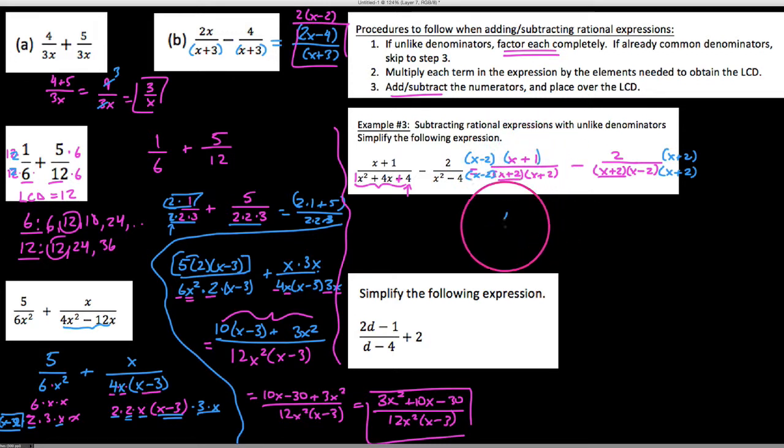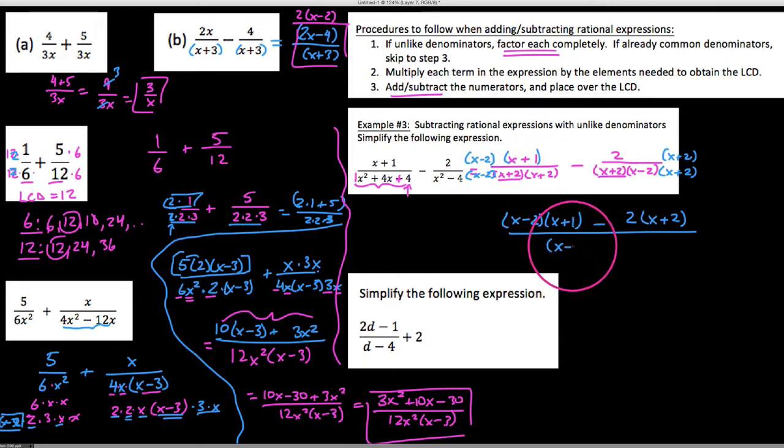So what we end up with here is x minus 2 times x plus 1, minus 2 times x plus 2. And this is now all over x minus 2 times x plus 2 squared, because we had two of these x plus 2 factors, and it's a little bit more convenient to leave it factored. So in most cases, we would simplify the top here. Let's go ahead and do that.